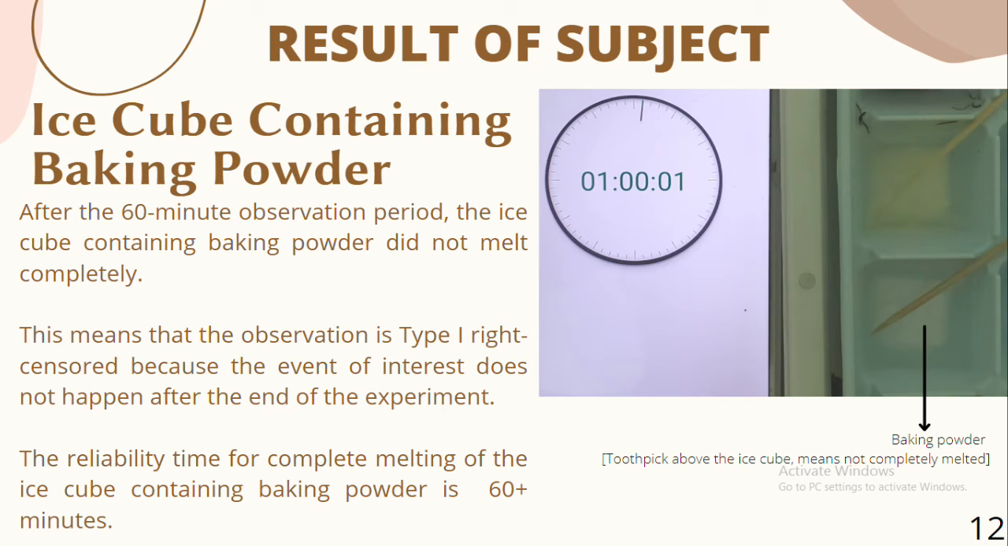Next is the ice cube containing baking powder. Again, after the 60-minute observation period, the ice cube containing baking powder did not melt completely. This means that it is also a type 1 right censor observation because the event of interest does not happen after the end of the experiment. So we can conclude that the reliability time for the complete melting of the ice cube containing baking powder is 60 plus minutes as well. We can see from the picture, the toothpick can be placed above the ice cube, which means that it is not completely melted.